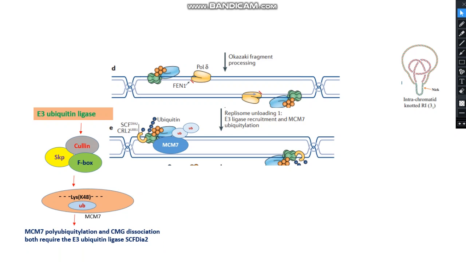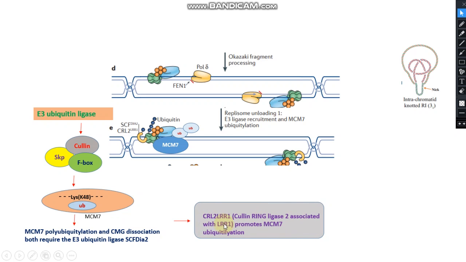So then the next step is that MCM7 polyubiquitination and CMG dissociation both require the E3 ubiquitin ligase SCF. So for both of these, ubiquitin is required. And the next is something recently found: CRL2LRR1, the Cullin ring ligase 2 associated with LRR1, which is one of the receptor proteins that promotes MCM7 ubiquitination. So this is a recent finding.